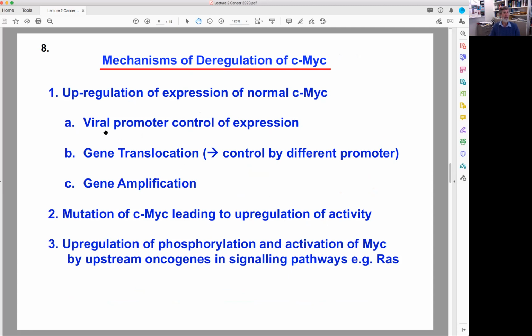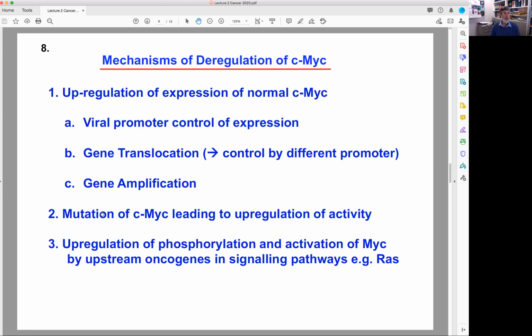The first one is insertion of a viral promoter upstream of the c-MYC gene, so that the expression of the c-MYC gene is now controlled by the viral promoter, and you can get increased expression. This can similarly occur with a gene translocation, where the c-MYC gene can move to a different chromosome, for example, and become under the control of a different promoter. And again, by being controlled by a different promoter, you can get excessive transcription. And you can also have a gene amplification, where you get multiple copies of the c-MYC gene, and having multiple copies just enables the transcripts to be made more rapidly.